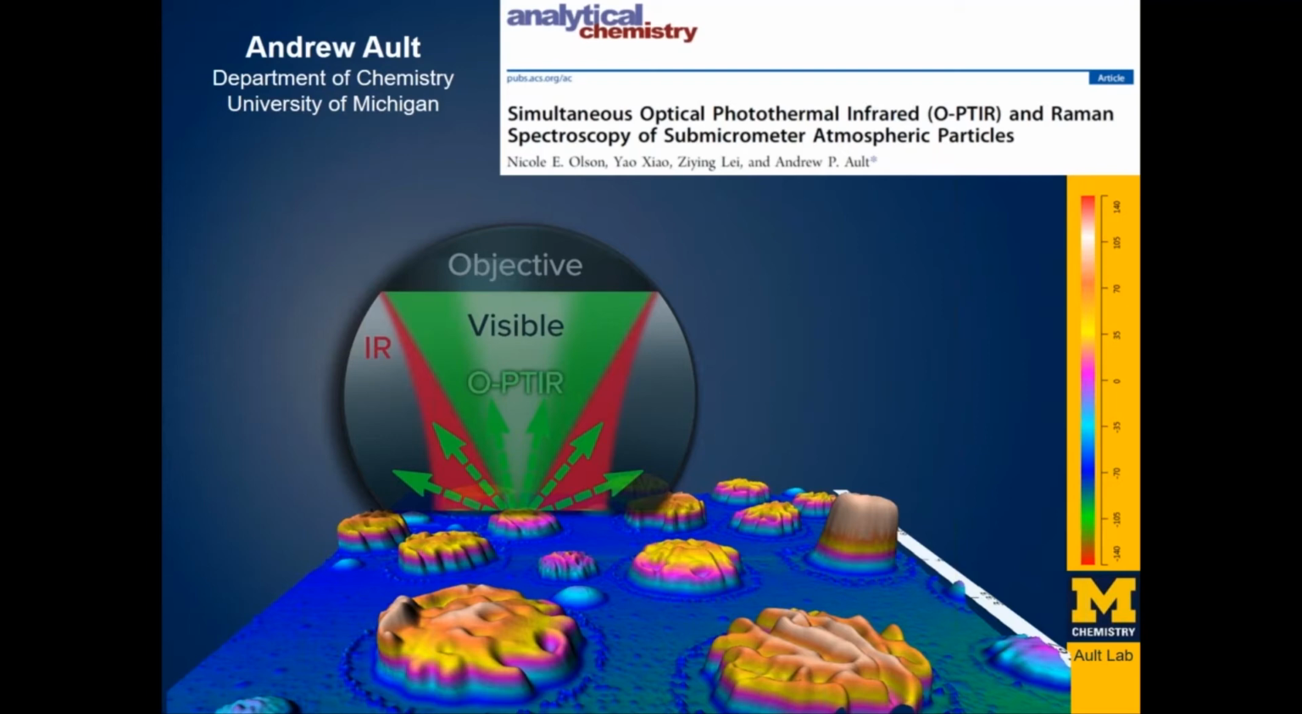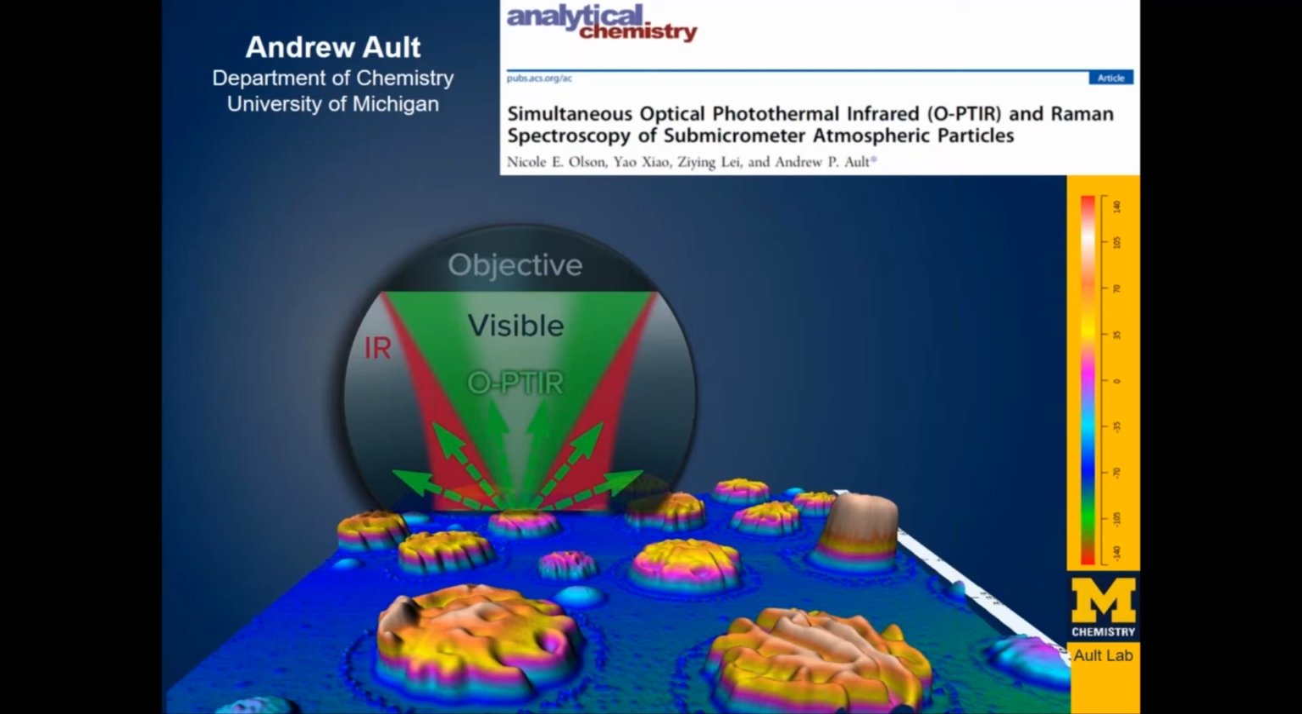We're really excited about the work we've been able to do recently with the Mirage, and particularly the system that we have here at the University of Michigan, where we're looking to use the optical-photothermal infrared and Raman capabilities of this microscope. Just a quick bit about myself. I'm an assistant professor in the Department of Chemistry here at the University of Michigan, and my research focuses on atmospheric aerosols or particles. Aerosols and particles have gotten a lot of attention in recent months due to their connection with infectious disease, but there are many different sources of particles that get into the atmosphere.